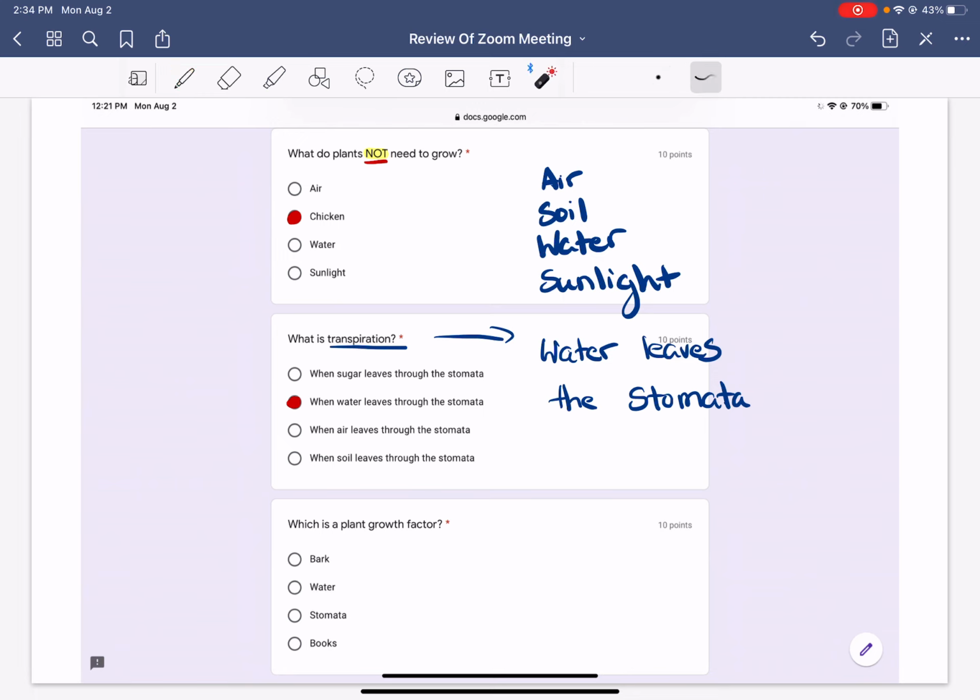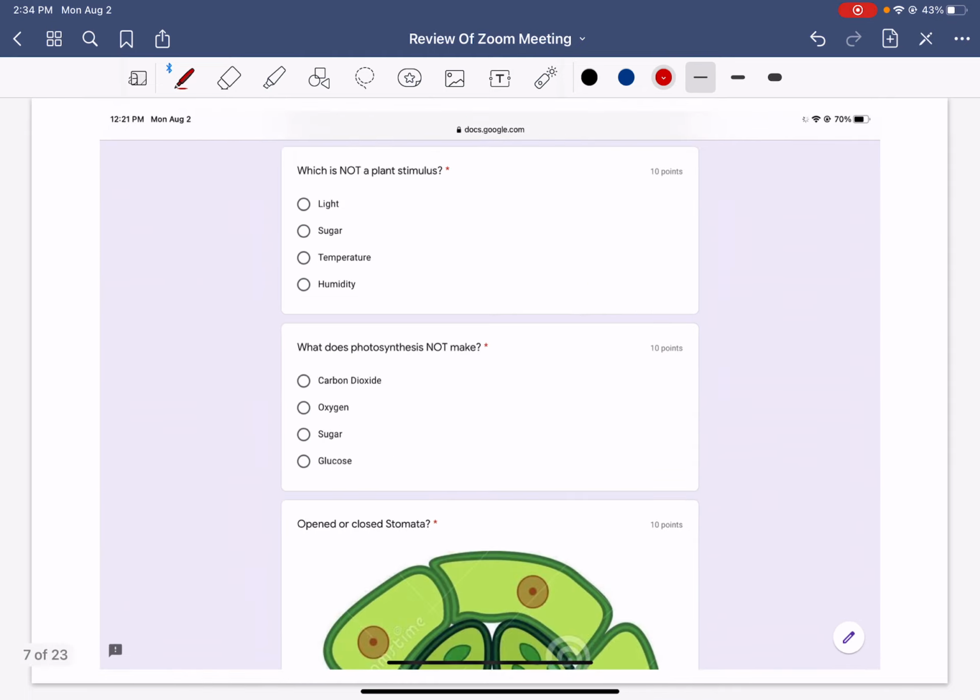Next, we have which is a plant growth factor, right? These are the plant growth factors: air, soil, water, and sunlight. Which is a plant growth factor? So these four choices are correct. Bark is not, stomata is not, books are not. Water is the only growth factor that is correct there. So 6 questions done. That was quite easy. So let's keep moving on.